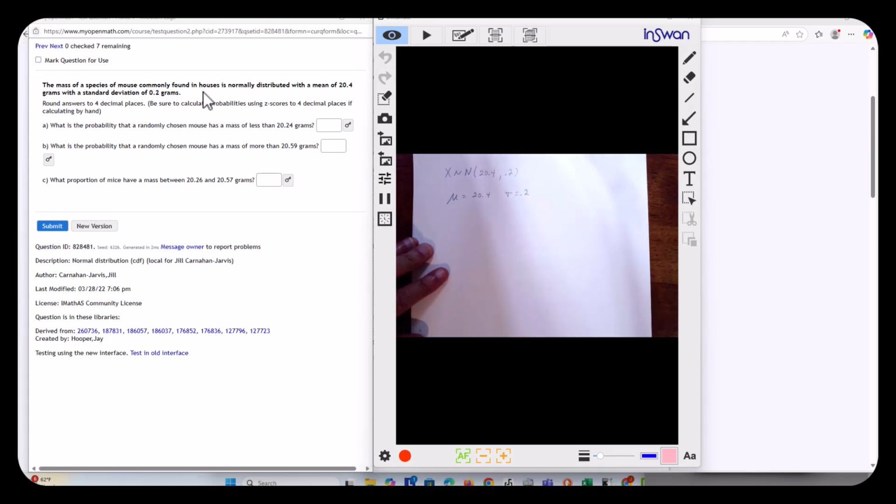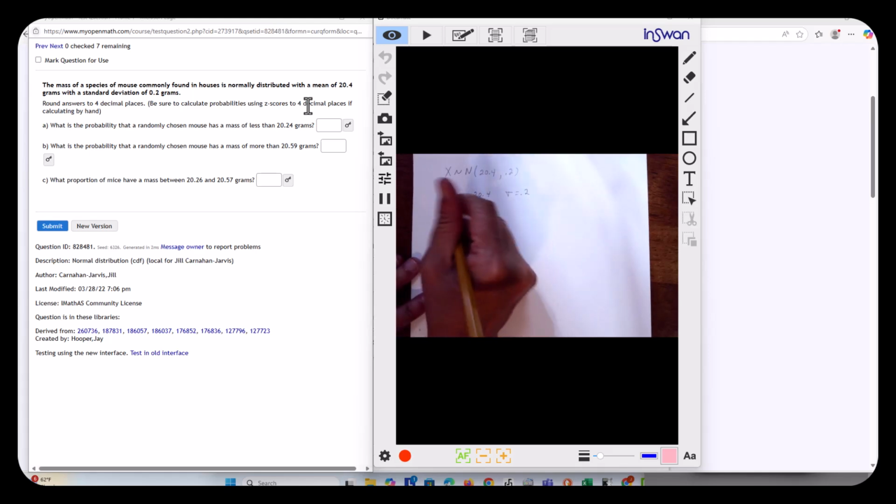Notice that it says here to round answers to 4 decimal places. So be sure to calculate probabilities using z-scores to 4 decimal places if calculated by hand. That's why I like using technology rather than the standard normal charts that are in your book, because you normally just go to 2 decimal places. So the first thing that I want to do is write out the probability statement.